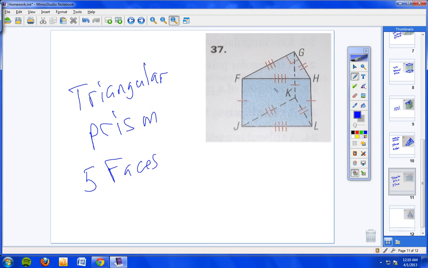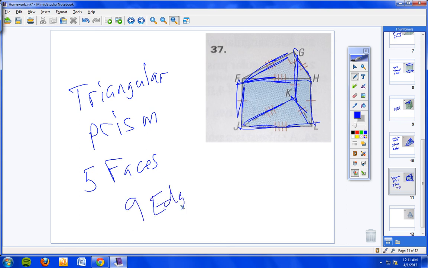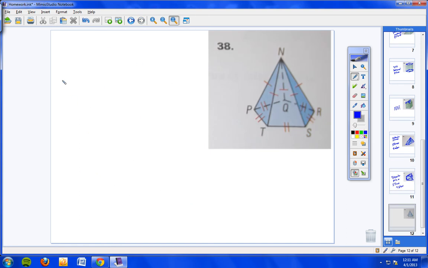1, 2, 3, 4. I'm going to highlight them. So 1, 2, 3, 4. There's the edges. 5, 6, 7, 8, 9. I'm counting 9 edges, and that is correct. I just looked at the answer book, so 9 edges is correct. And then last but not least, number 38.